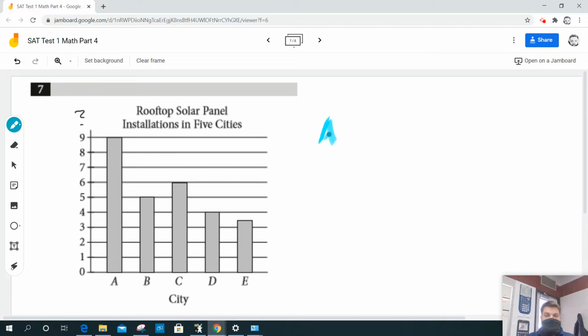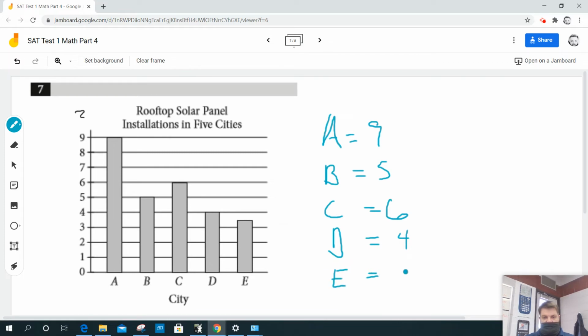A goes to what number or value? Well, A appears to equal 9. B appears to equal 5. C appears to equal 6. D appears to equal 4. And E looks like it equals 3.5, right? It's between 3 and 4.